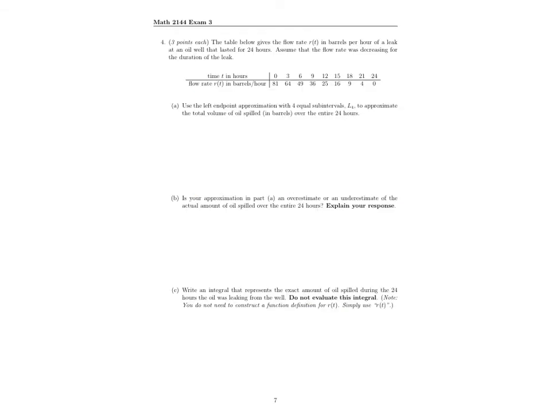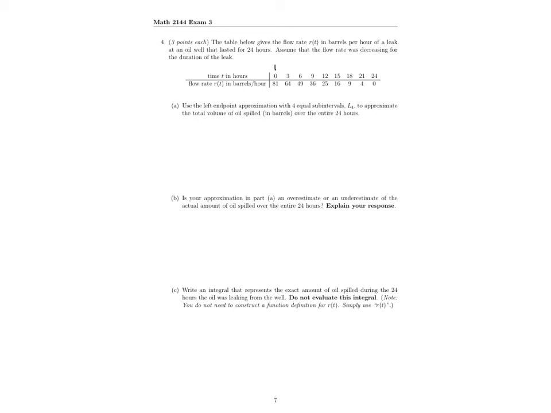So for the next one, I'm given a flow rate at which an oil well is leaking out, in barrels per hour. And so I'm given a table here. I don't have a function for my flow rate, but I am given a table. So I ought to be able to use that table to compute some things. So let's see. I want to do a left endpoint approximation with 4 subintervals to approximate the volume spilled over the entire 24 hours.